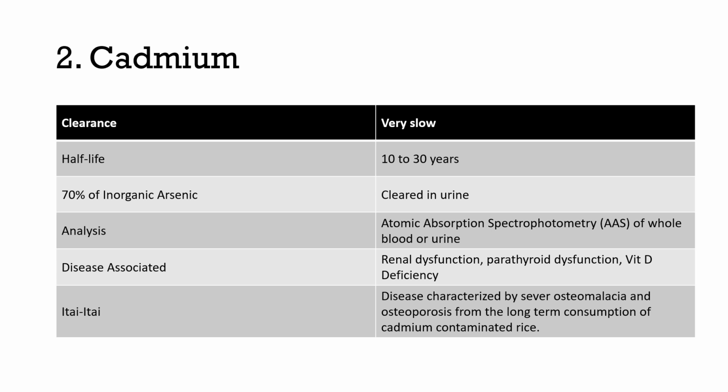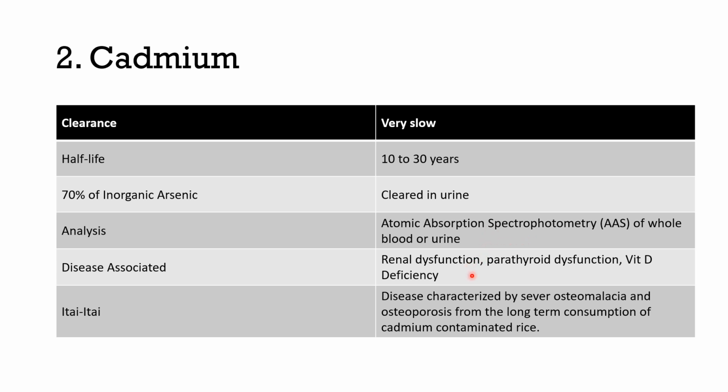The clearance of cadmium is very slow. It has a half-life of 10 to 30 years. So, it is not just 60 to 90 minutes like those other toxic agents. But it has a 10 to 30 year half-life. Cadmium is still cleared in urine. It could be analyzed through AAS on whole blood or urine.